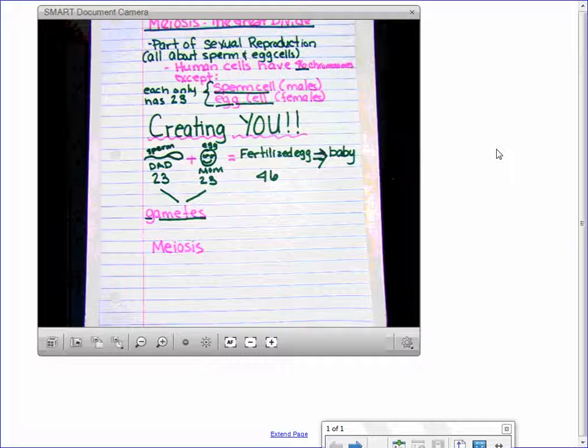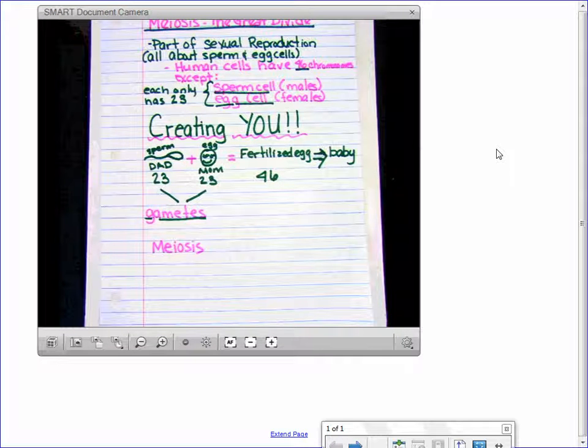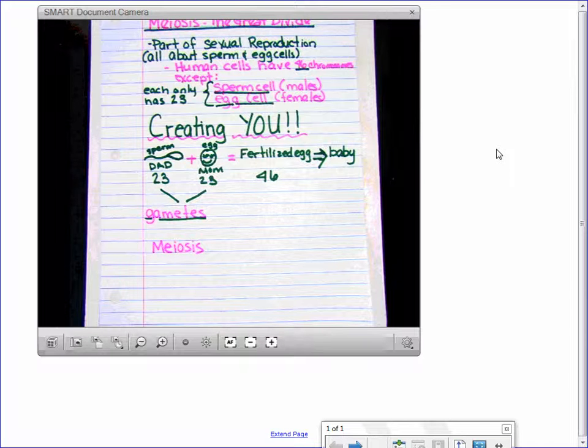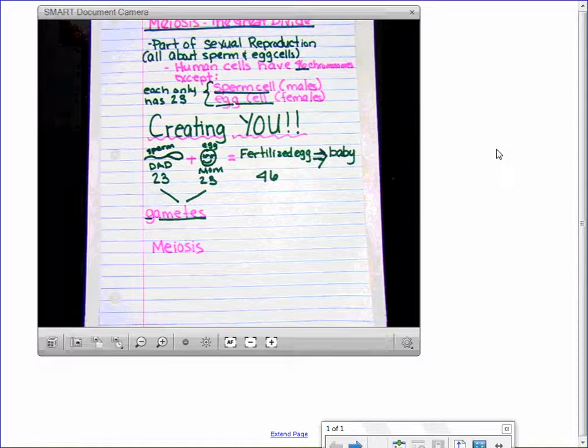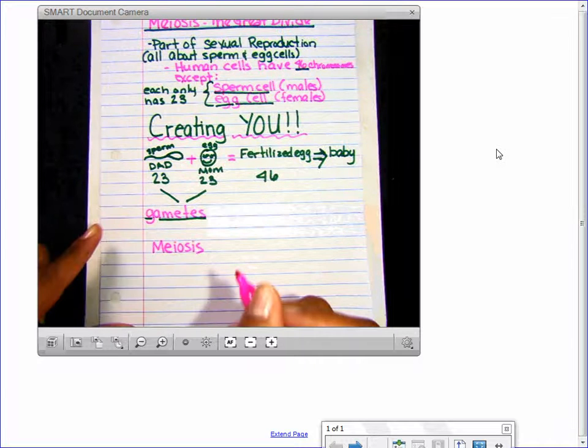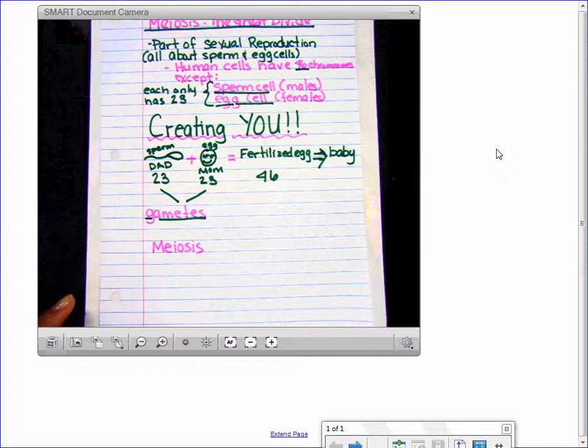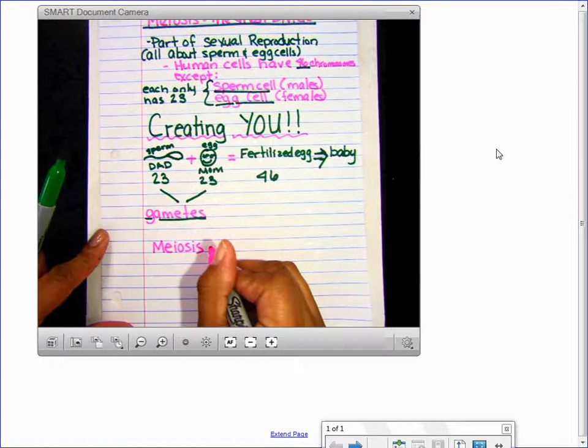That one cell had how many chromosomes? 46. That one cell that it starts with had how many chromosomes? 46. Then it splits up and it goes to become the sperm cell, being the specialized cell only having 23 if it's the dad, or the egg cell only having 23 if it's the mom. So this is actually called not cellular division, but this is actually called reduction division.